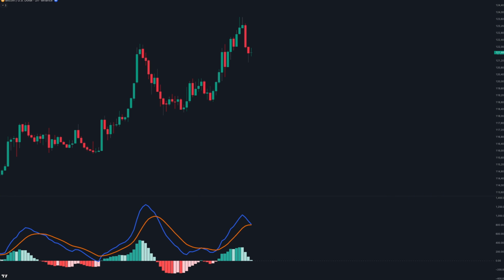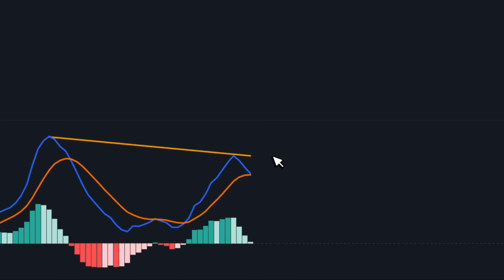Here's one more advanced tip. Watch the histogram shape. When divergence appears and the histogram starts shrinking towards zero, it means momentum is fading. If that happens near a strong level, the move is usually close to reversing.